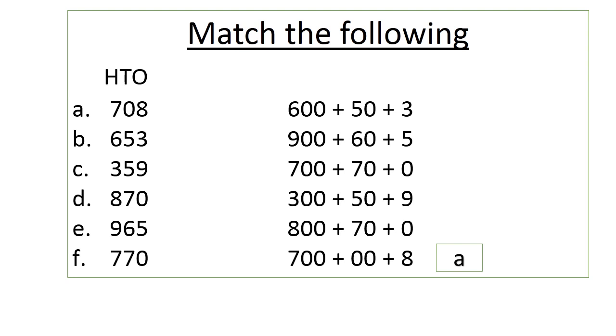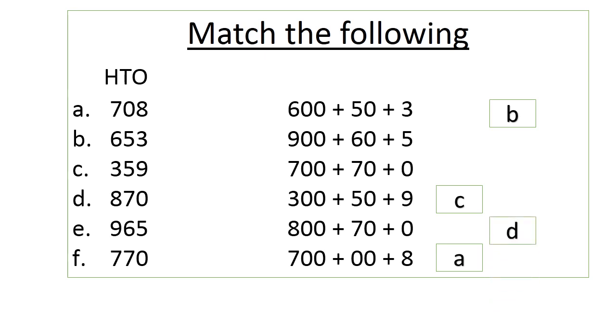Okay. Now 653. It means at hundreds place it is 600, then 50 and then 3. So what is the matching expanded form of this? That is 600 plus 50 plus 3. So we will write B here. Next is 359. So what is the expanded form of it? 300 plus 50 plus 9. So we will match it with C. Now 870. What is the expanded form? 800 plus 70 plus 0. So we will write D here.